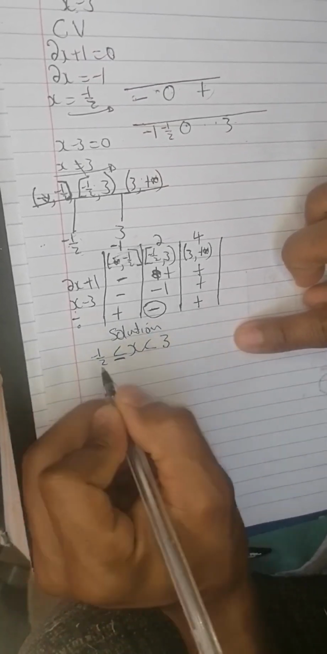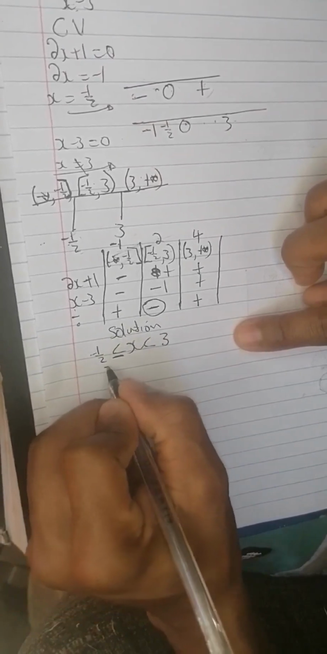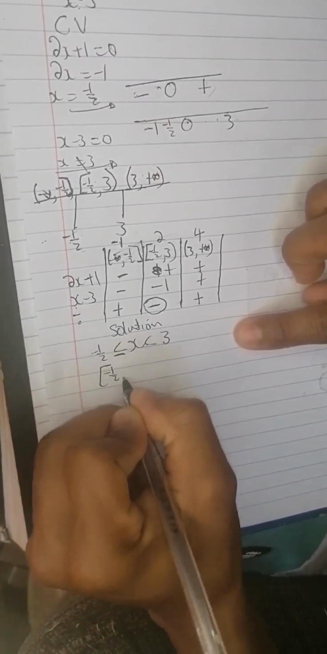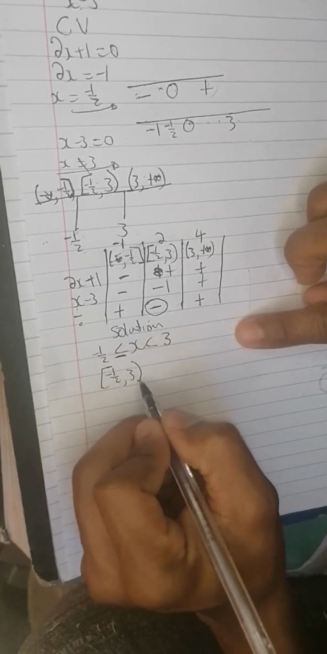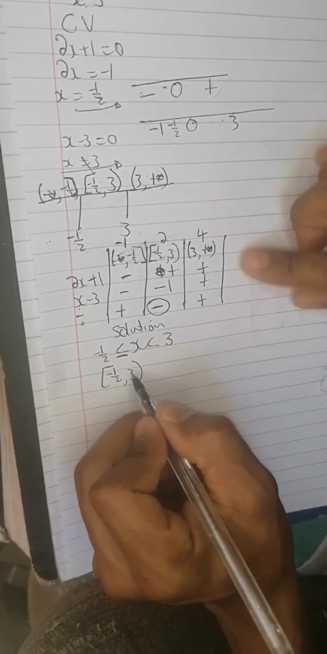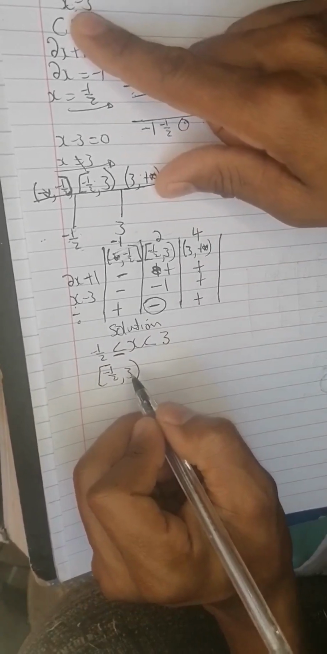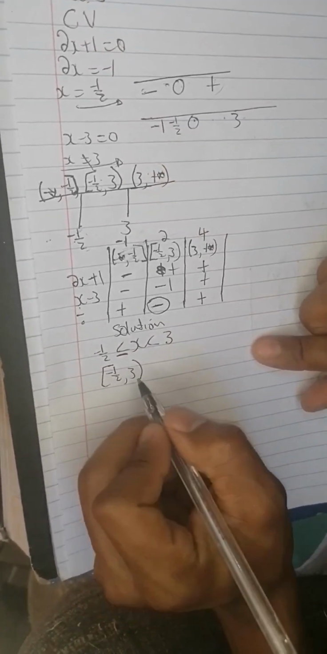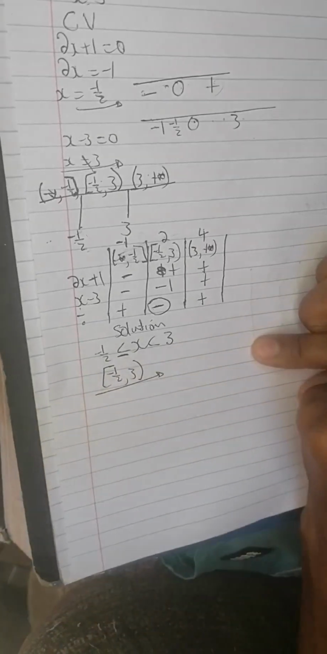So this is one way of writing the answer, or you can say minus 1/2 and 3 with an open bracket at 3, because 3 cannot be a solution to this since it makes the denominator 0. And when you have this, you are done.